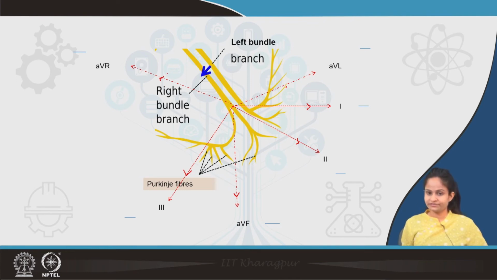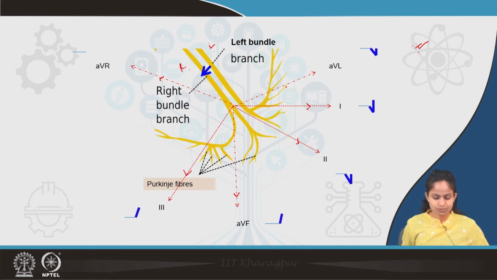So, the directions are different. This is the left to right direction of the septal depolarization, which means the septal depolarization is moving from the left side to the right side. So, this is left and this is right. Whichever leads are present on the right side will give the positive deflection, and whichever leads are present on the left side will give the negative deflection.